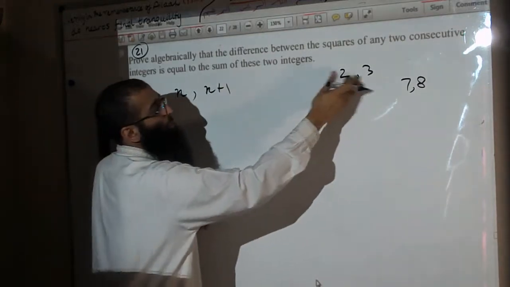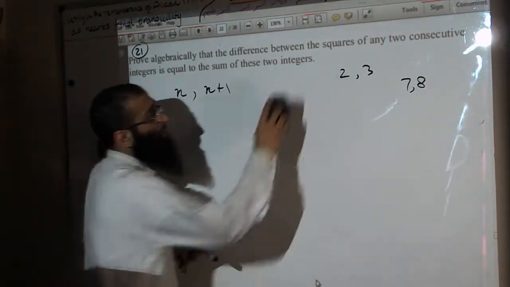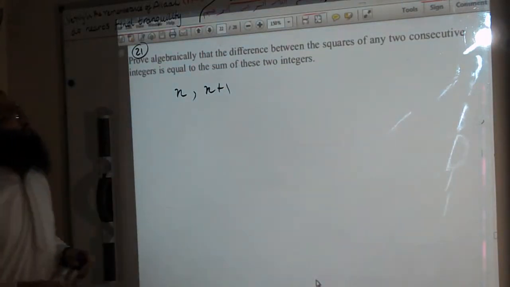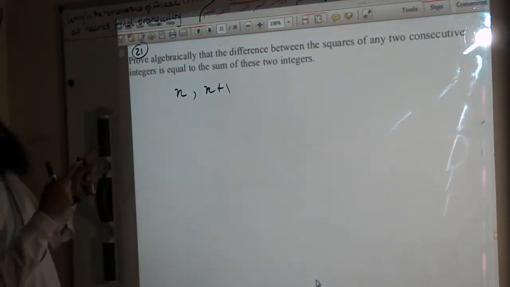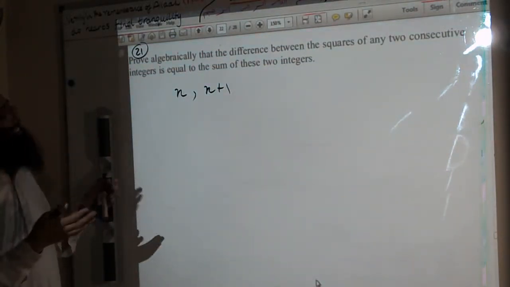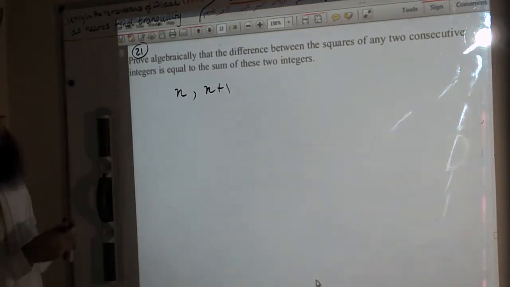Okay, so 2 add 1 is 3, if you look at them numerically. Let's go to this now. They want us to prove that the difference between the squares of those two numbers is the same as the sum of them. So let's add them up first.